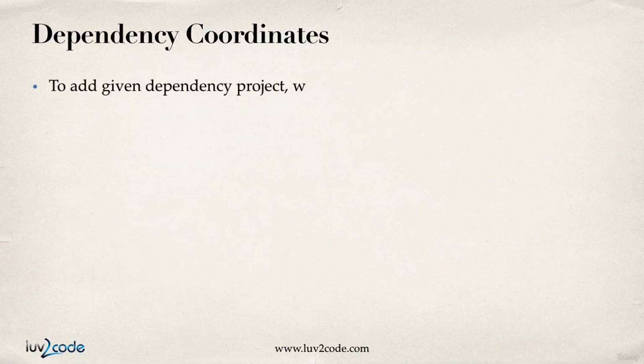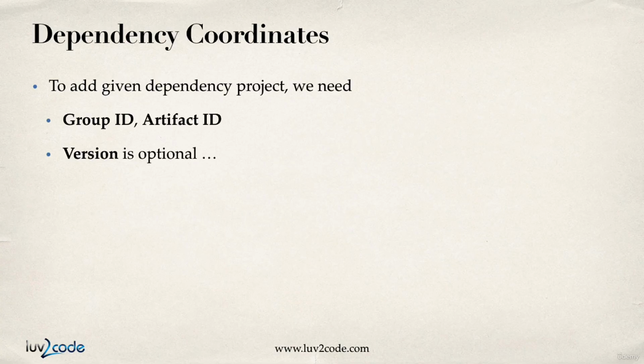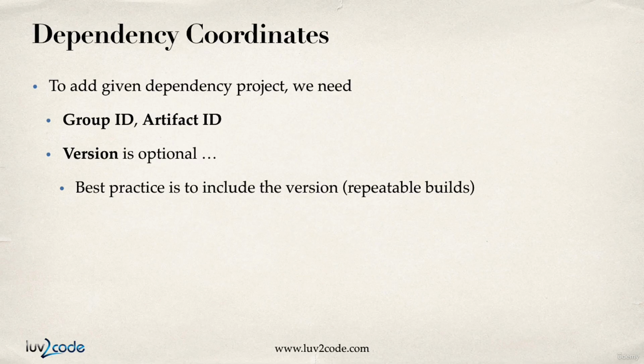All right, so to add a given dependency project, we need the group ID and the artifact ID. The version is actually optional, but the best practice is to include the version for repeatable builds. And this is the best practice for using DevOps. You want to be able to say, hey, our project works with version XYZ of a given project, just so you know that that part has been tested, verified, and worked. And it's very, very important in the DevOps world. So always use the version. I recommend that as a best practice.